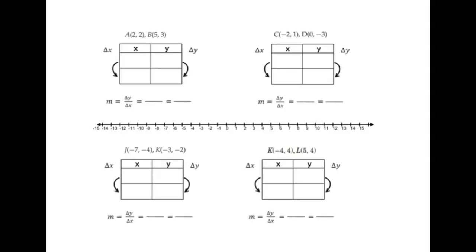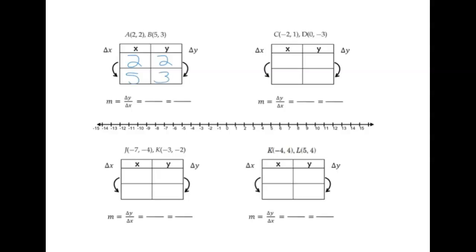So we are going to use what we're going to call a mini table, because it's just going to have 2 points in it to find the slope between these points. So this line, we're finding the slope between the points (2, 2) and (5, 3).